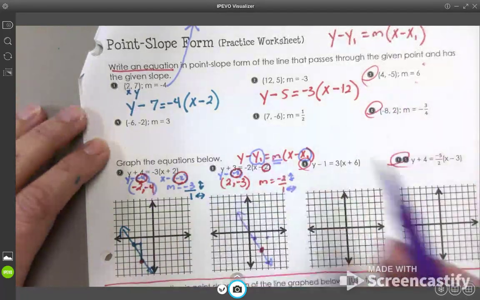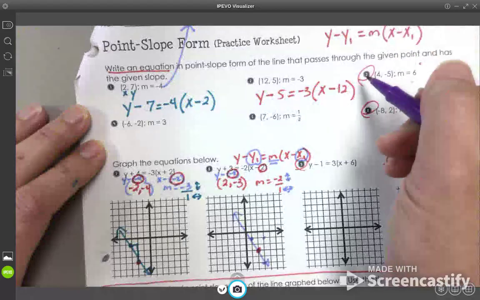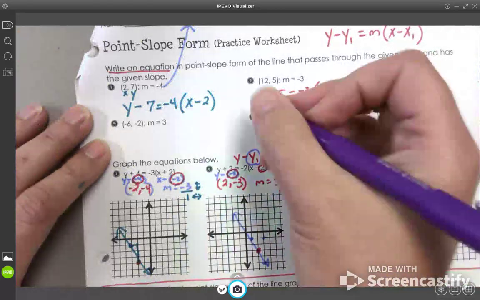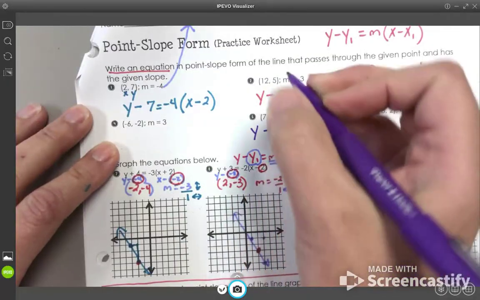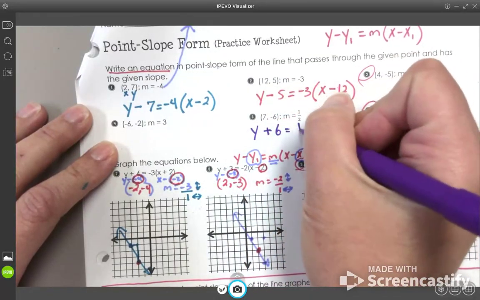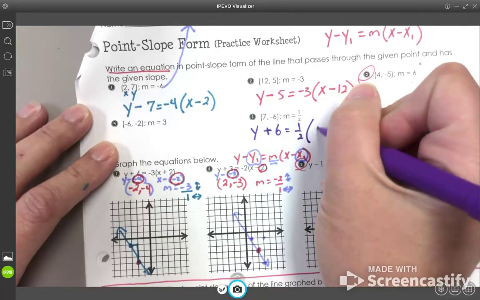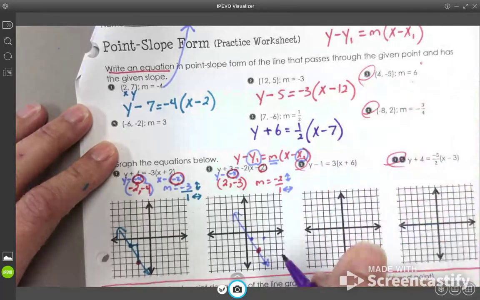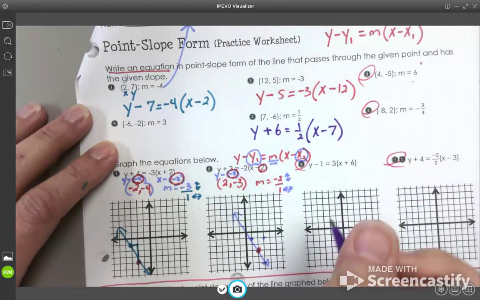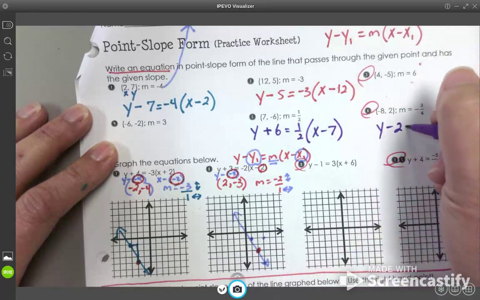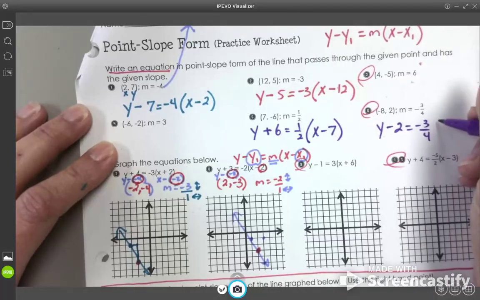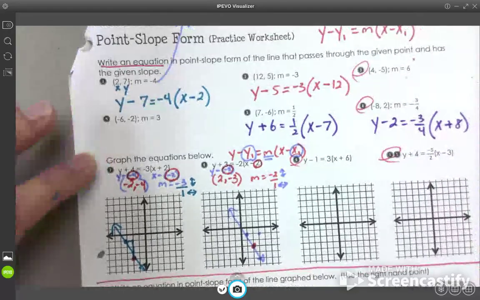Number 3, I forget which ones we left off on yesterday, so I think we did 3 and 4. So I'll put up 5 and 6. So y minus the y coordinate would end up being y plus 6 equals my slope times the quantity x minus my x coordinate, so x minus 7. Number 6, you should have y minus the y coordinate of 2 equals the slope negative 3/4 times x minus the x coordinate, so minus negative 8 would turn into plus 8.